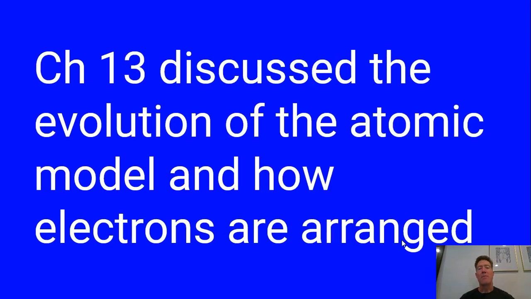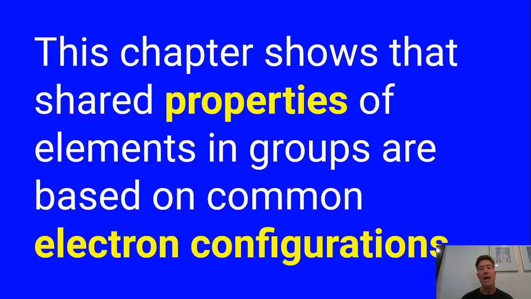In our last chapter, we talked about the evolution of the atomic model, from Dalton's bowling ball spheres to Schrodinger's cloud or quantum mechanical model. And that talks about how the electrons are arranged in orbital clouds. Well, in this chapter, we're going to follow that up and talk about the properties of elements in various groups in the periodic table and how those are based on those common electron configurations.